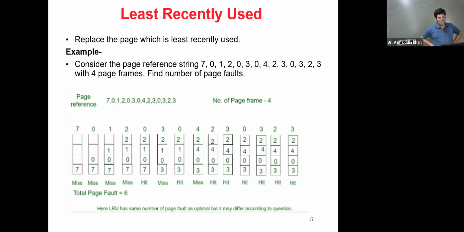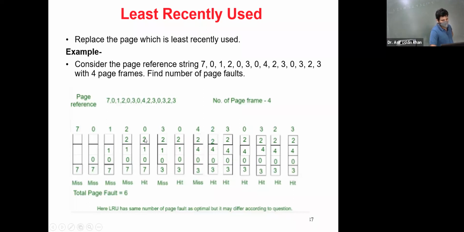Okay, it was used very early, not recently. So how to know that? You just see where we are now. We are here. Now we have to bring page number 3 and load it here in these frames. All the frames are full, so we have to remove someone. Now which one to remove?